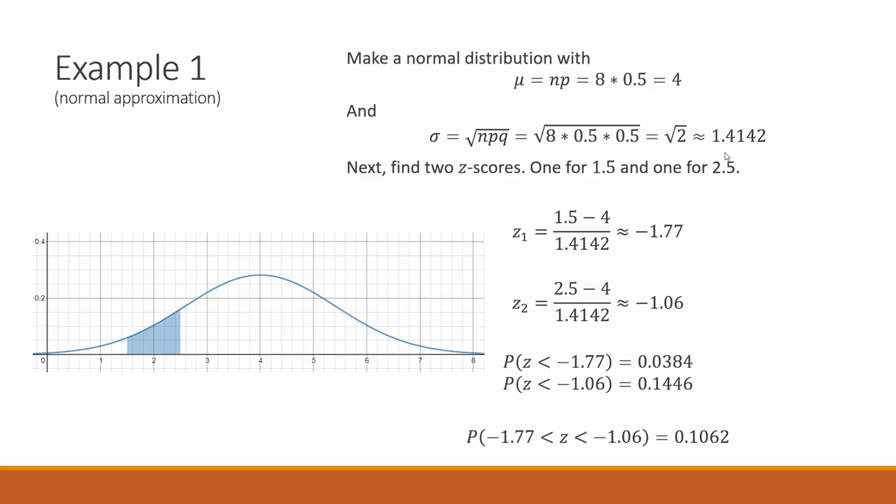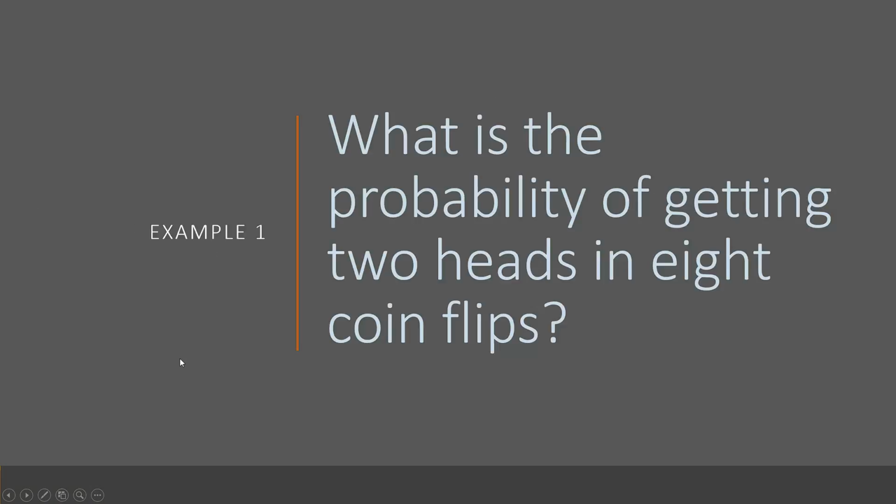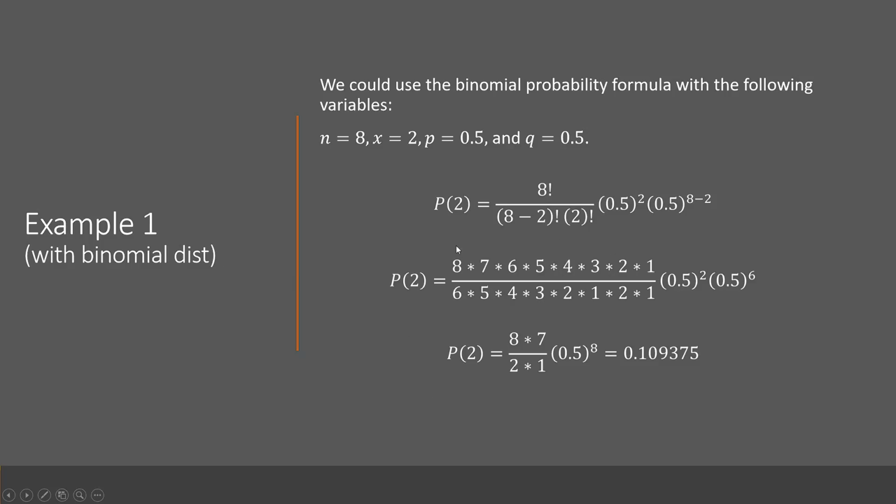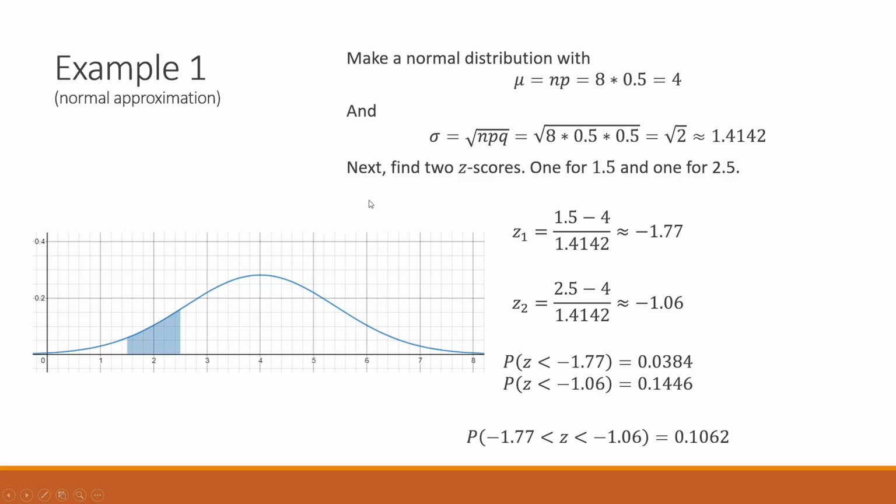What I'm going to do now is find the z-scores for 1.5 and 2.5. And some of you might be saying, well, I thought we wanted 2 heads. I thought we wanted 2 exactly. Well, under a binomial distribution, that's exactly what we did. For the normal approximation, this is how we do that. To find 2 successes on a continuous curve, we take all the numbers that would round up to 2 or round down to 2. So that's going to be everything between 1.5 and 2.5.